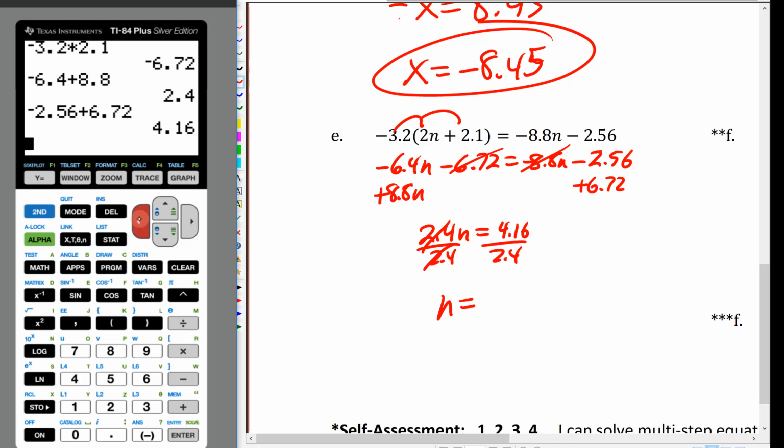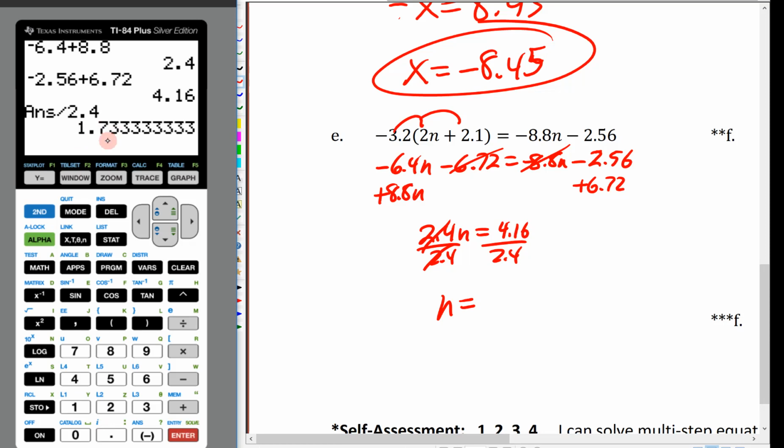Oh, let me do this. 4.16, I'm just going to hit divide. Whoops, I guess that won't work. I can recall that answer by just hitting A and S, so I'm going to hit second and negative. There's the answer, and we're going to divide that by 2.4. Let's see what we get here.